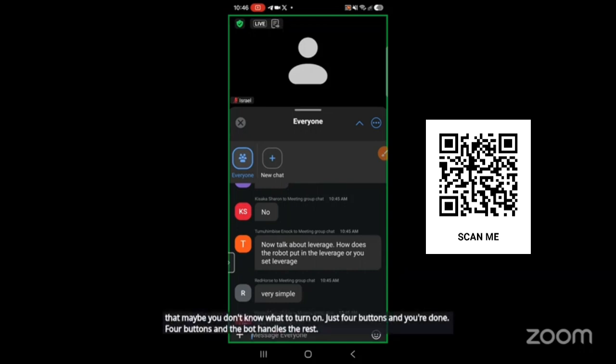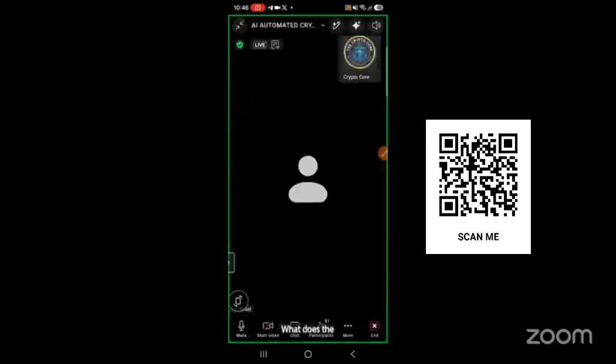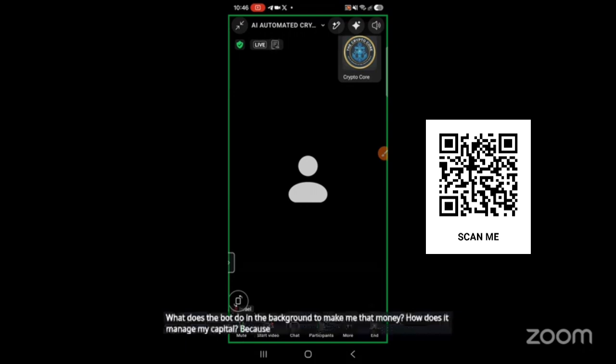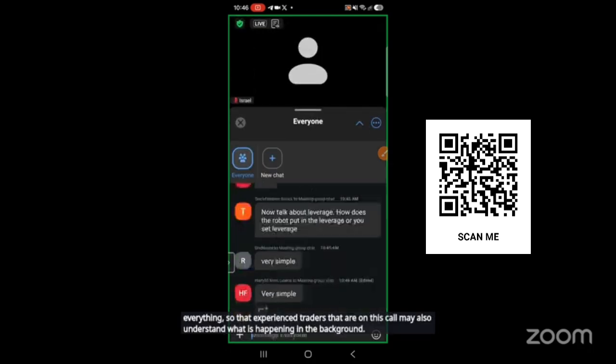Why I've been explaining what the bot does in the background is because we have some experienced traders on this call who may want to know what the bot does in the background to make me that money. How does it manage my capital? That's why I went into details of how the bot manages your capital and puts in stop losses, limit orders, and everything, so that experienced traders may also understand what is happening in the background. Otherwise, it is very easy: turn on 4 buttons and leave the rest to the bot.